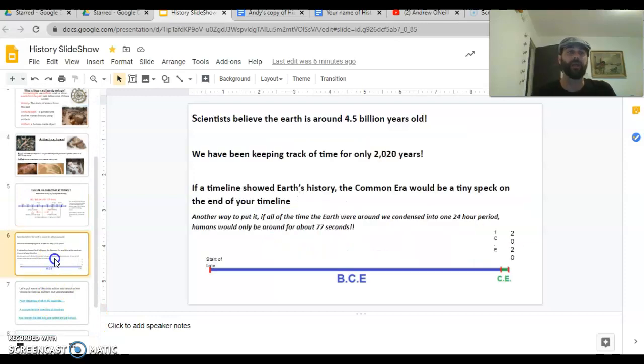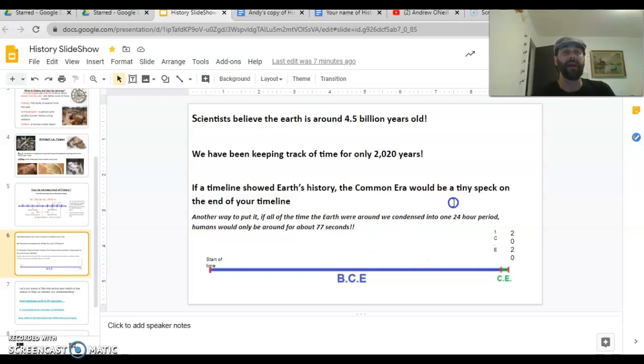So let's talk about timelines for another second. Scientists believe the Earth is about 4.5 billion years old. We've only been keeping track of a little over 2,000 years. So think about it. Someone started, this is the start of time, right? And then this is all of BCE, and just a little bit is common era.